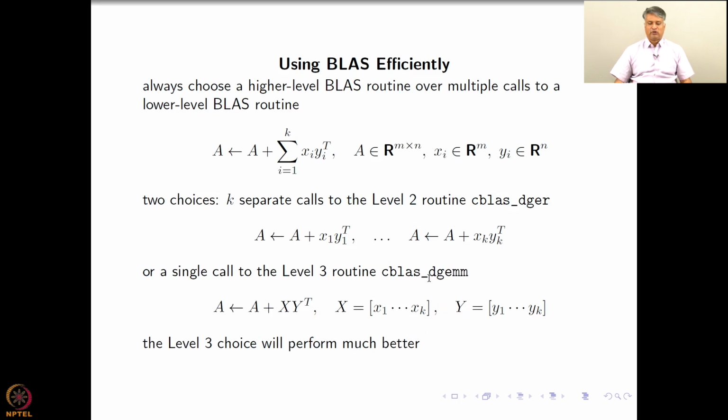The level 3 choice will always perform better because it has been custom written to do these kind of operations, whereas when you break it down, it will have to do several data accesses to do the multiple level 2 operations, and the calling overhead will start dominating and will not be as efficient as a single level 3 call.